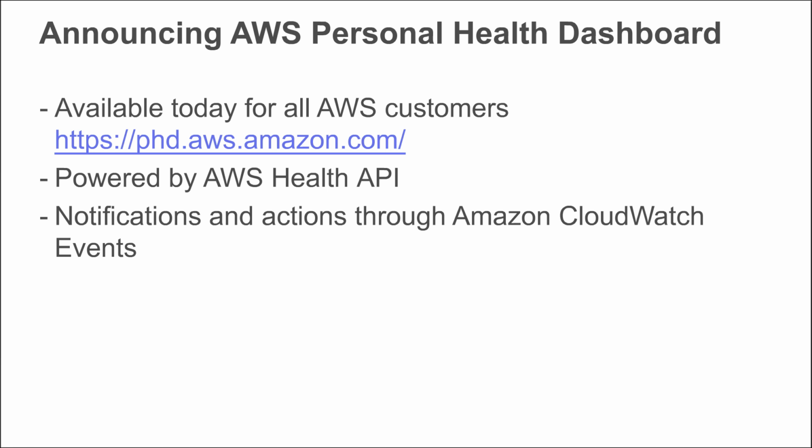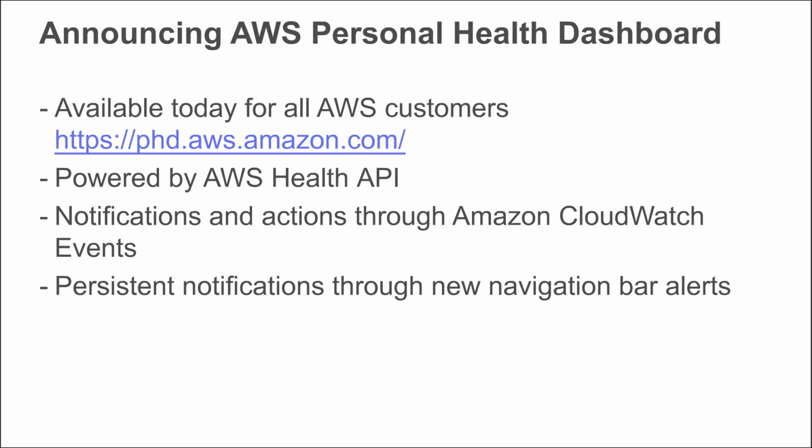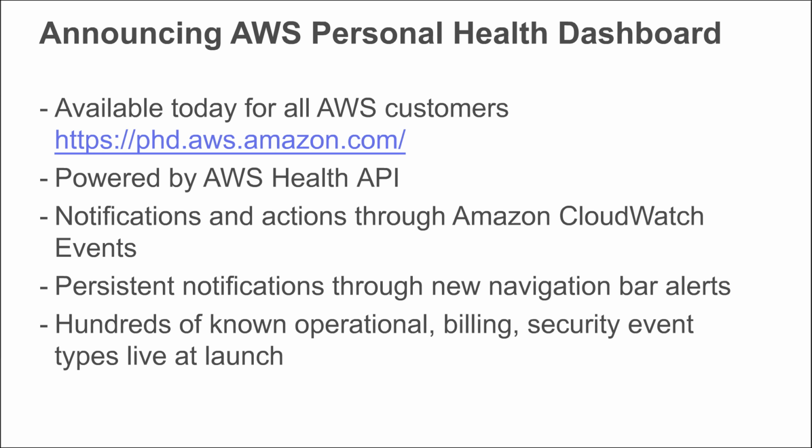The ability to configure notifications and trigger automated actions through CloudWatch Events for Personal Health Dashboard alerts is available to all customers as well. The Personal Health Dashboard notifications are accessible through the new Alerts widget on the AWS Management Console navigation bar. These alerts will persist across service consoles and provide customers a personalized view into service health no matter which AWS console they are on. I will be demonstrating this along with the dashboard in a few minutes from now. And we also have dozens of resource-specific event types and hundreds of service-level event types, with more to come in future.